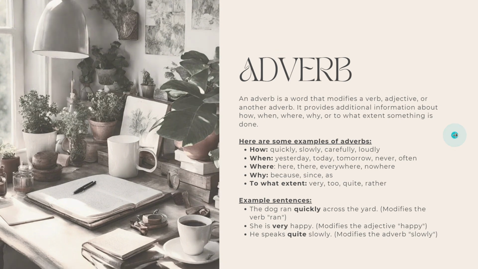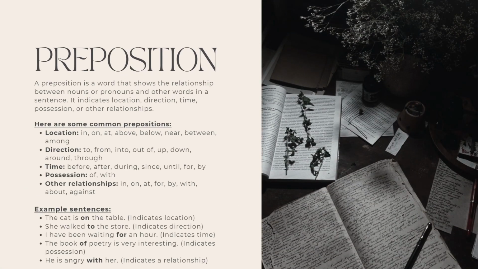Okay. Now let's go to preposition. A preposition is a word that shows the relationship between nouns or pronouns and other words in a sentence. It indicates location, direction, time, possession, or other relationships. Prepositions are essential for what? They express relationships and ideas in a clear and concise way. They show what is where with respect to other things.